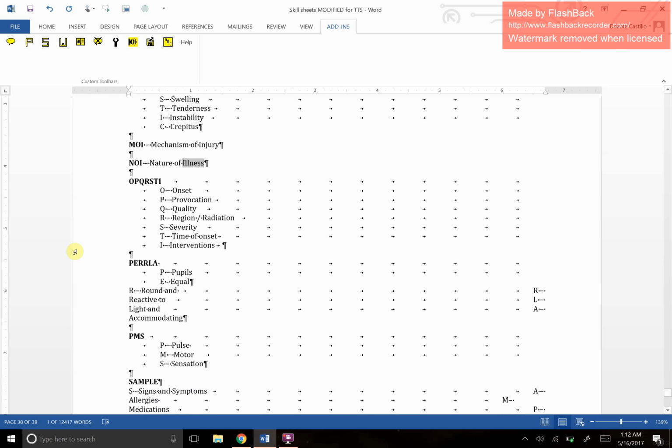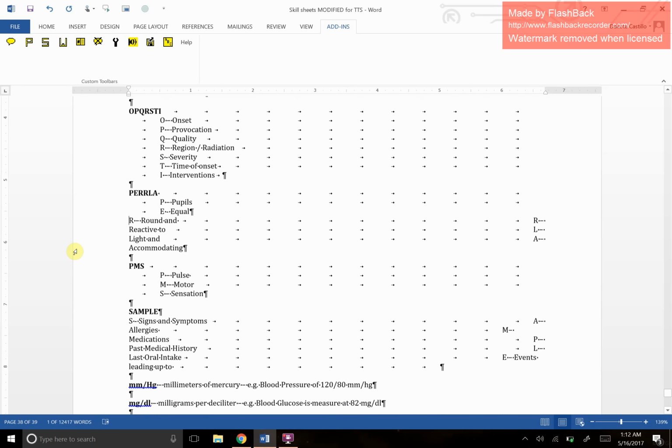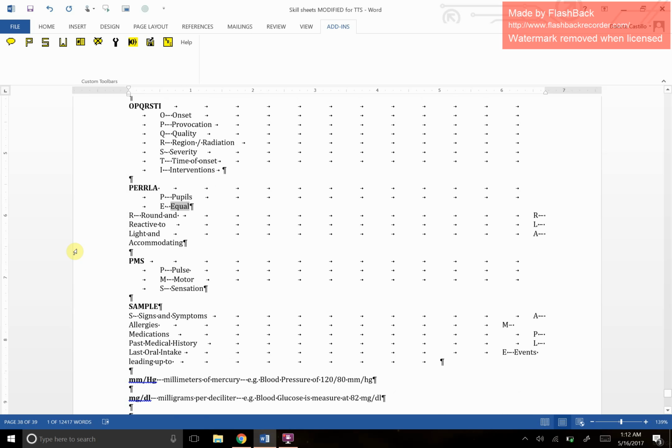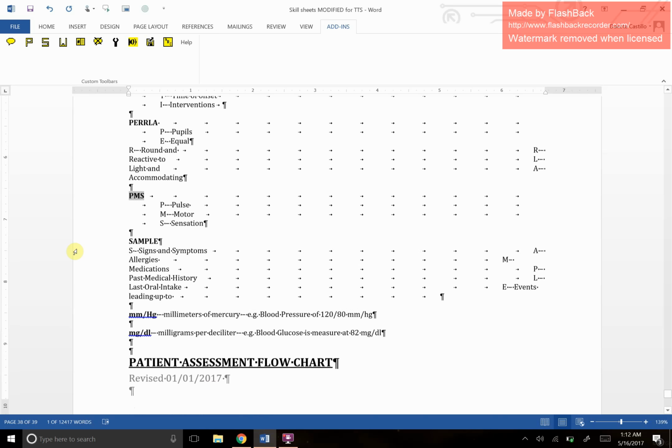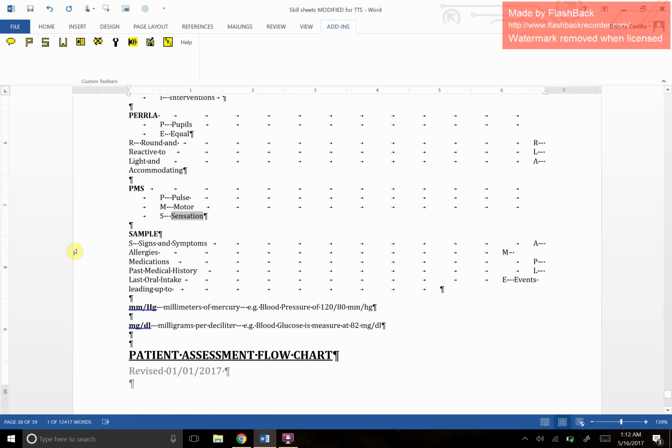NOI. Nature of illness. OPQRST-I. O. Onset. P. Provocation. Q. Quality. R. Region/radiation. S. Severity. T. Time of onset. I. Interventions. PERRLA. P. Pupils. E. Equal. R. Round and R. Reactive to light and A. Accommodating. PMS. P. Pulse. M. Motor. S. Sensation.